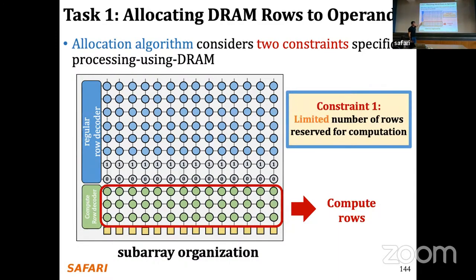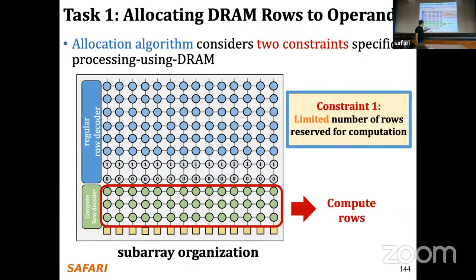number of rows for computation is limited. Here in the picture you only see three. I think that in the paper we consider six. Some of them are dual contact cells. A couple of them are rows of dual contact cells that we need for the NOT operation. So we will have to copy from here to here, produce some partial result. This partial result might be copied back to some temporary row, and so on. Right. All this allocation of the DRAM rows to the operands is handled in this task one of the step one.